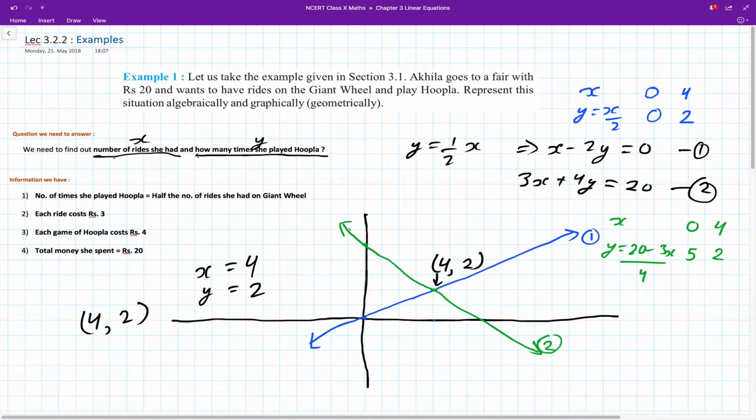So we got our answer to the very first question. The number of rides she had, x, was 4 giant wheel rides, and the number of times she played hoopla was 2. So this is how we solve a pair of linear equations geometrically. We plot both of the lines and then look at the intersecting point, and that will be the solution for it. Okay, now let us have a look at some more examples.